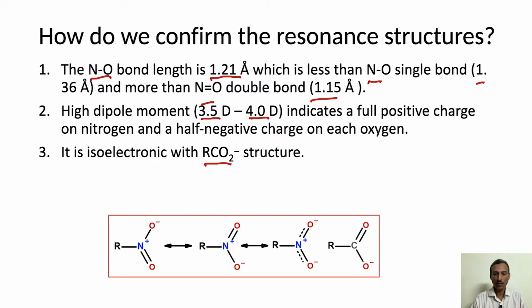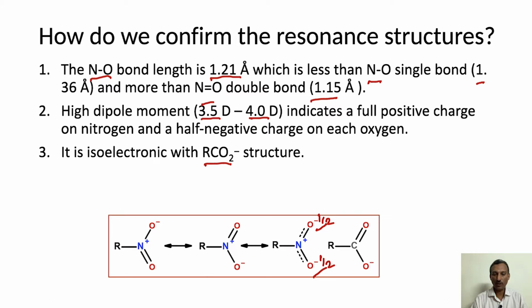So here, as we have mentioned, one of the oxygens has a partial negative charge and the other one also has a partial negative charge. When you have two partial negative charges and the nitrogen has a full plus charge, there is a charge separation in this molecule, due to which we have a high dipole moment.